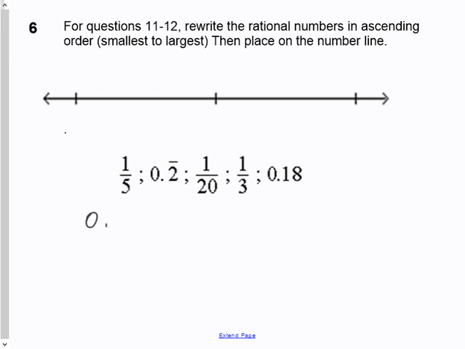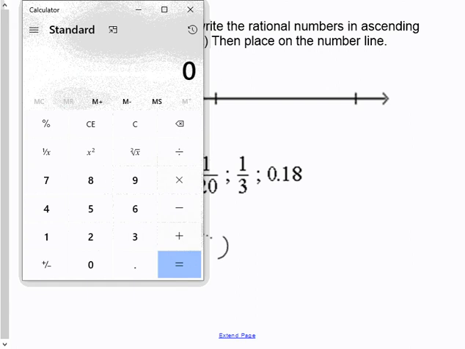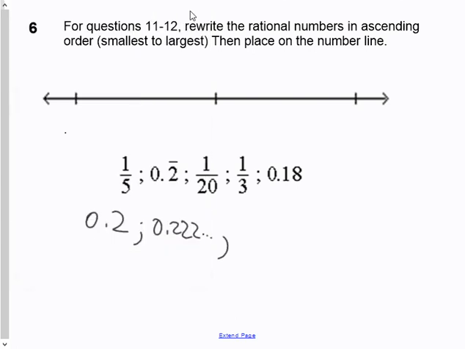So 1/5 as a terminating decimal is 0.2. 0.222 is 0.2 repeating. 1/20th is not a common one, but if you do 1 divided by 20, you get 0.05, a terminating decimal. 1/3 will be 0.333 repeating, and 0.18 is a terminating decimal as such. So that's step 1. Okay, you don't get marks for that.